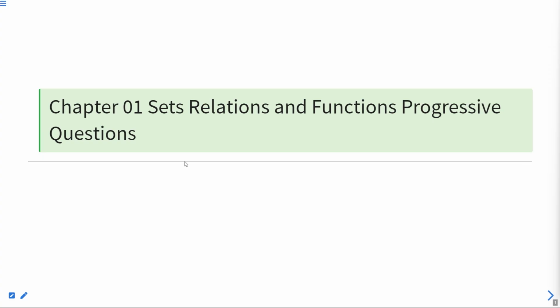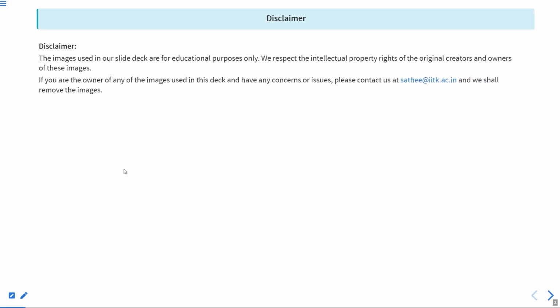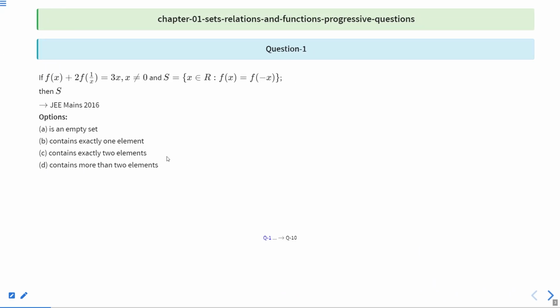Hello everyone. In today's class, we will study some more questions on sets, relations, and functions. Let's start with the first question.